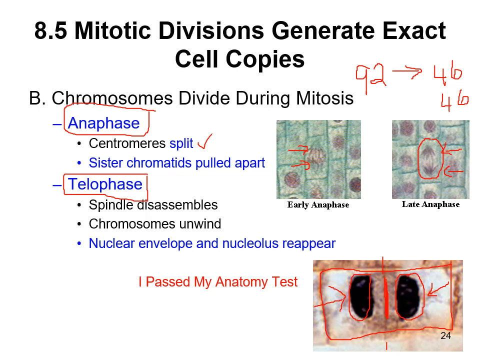In order for us to recall the steps of the cell cycle, so interphase, day-to-day, prophase, metaphase, anaphase, and telophase, those four are part of mitosis, I want you to think of the sentence, I passed my anatomy test. And that sentence, if we use the first letter of each word, is going to correlate with the first letter of each of the phases. So interphase, prophase, metaphase, anaphase, and telophase.